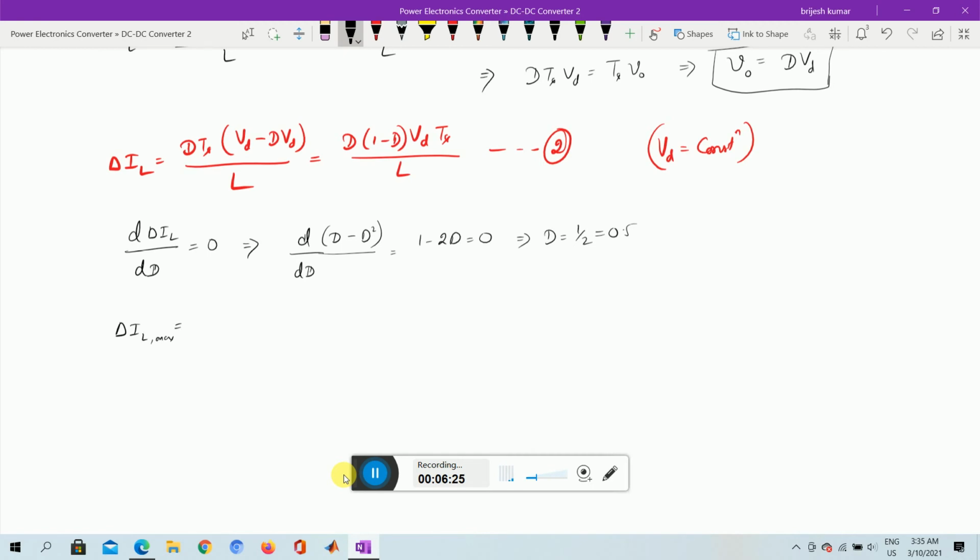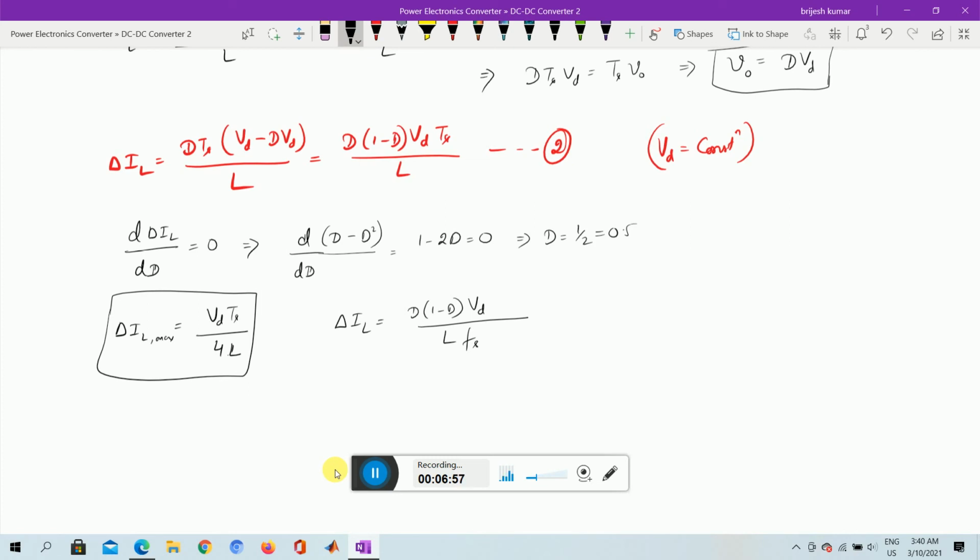If we put this value, I can get delta IL max equal to 1 by 2 times 1 by 2, which is Vd Ts by 4L. So this is one of the expressions. We can keep it for any further use. Now this delta IL we can also write as d times (1 minus d) Vd Ts by L, and for Ts we can take it to the bottom as L into Fs.